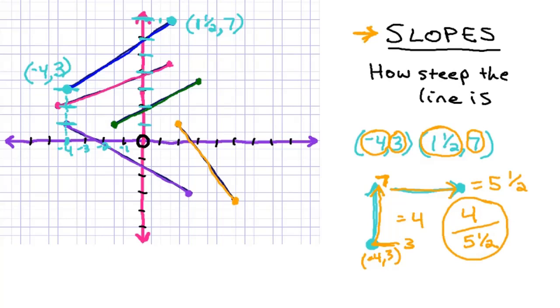Now to demonstrate this, because I know that might be a little bit confusing at first, let's go to that actual line on the graph, okay? So it starts down here at -4, 3. So we're going to count how far it goes up to get to the end point. So the end point is up here.